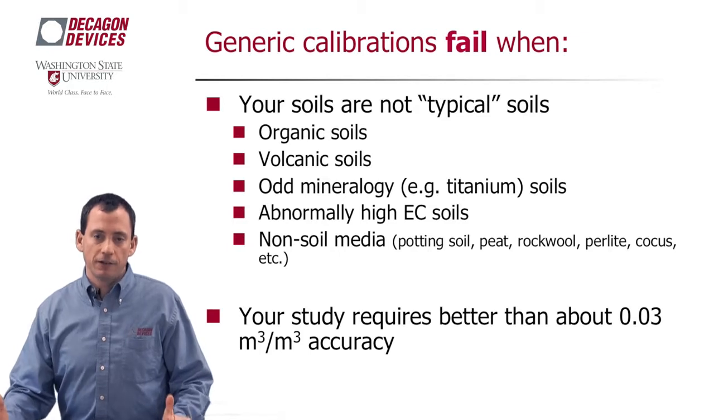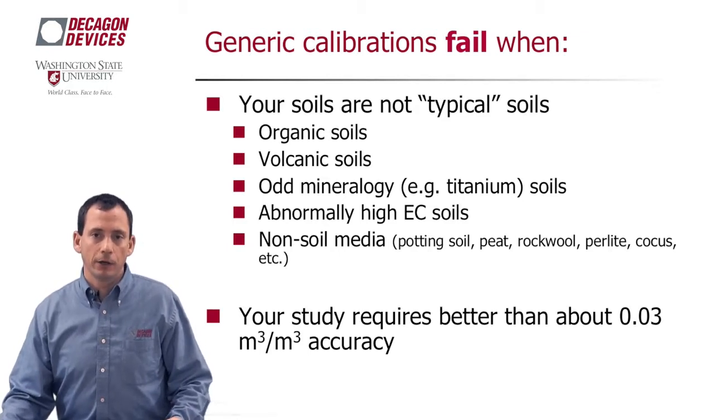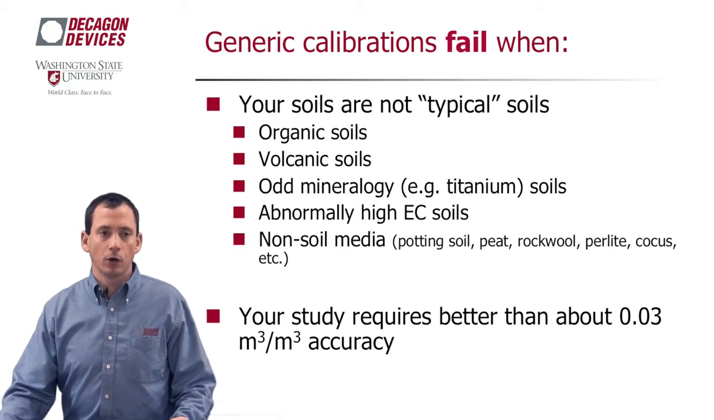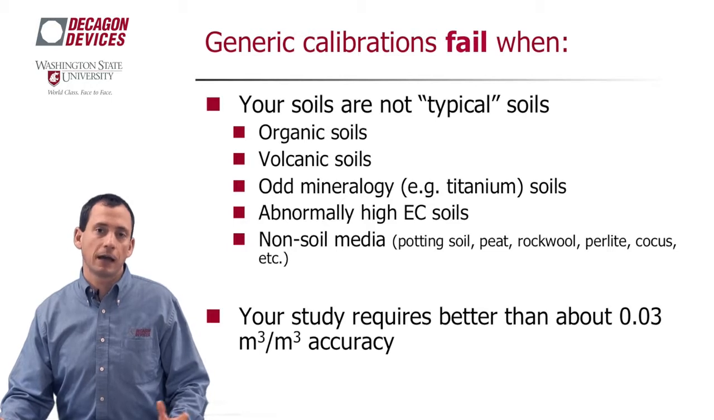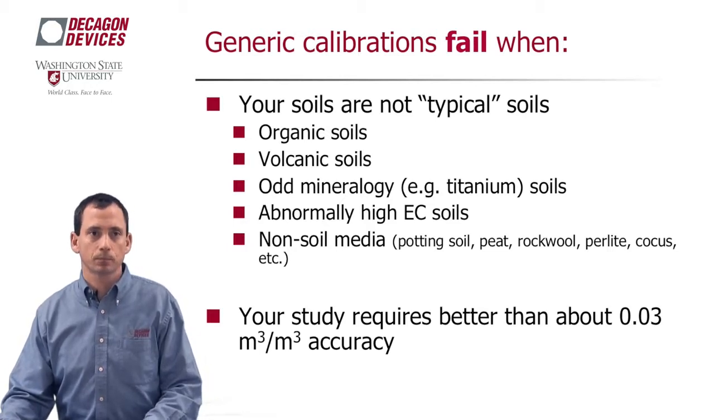Also, even if you are working in a typical mineral soil, but you need volumetric water content accuracy better than about 0.03 meters cubed per meter cubed, or better than 3% volumetric water content, then you'd better do a soil-specific calibration to make sure that you're getting the kind of accuracy that you need.